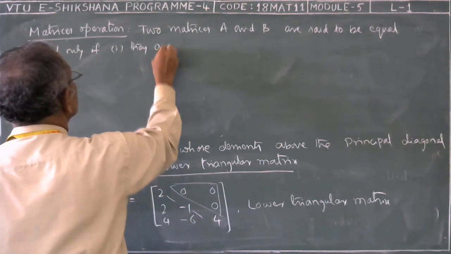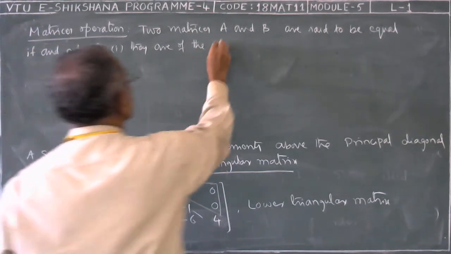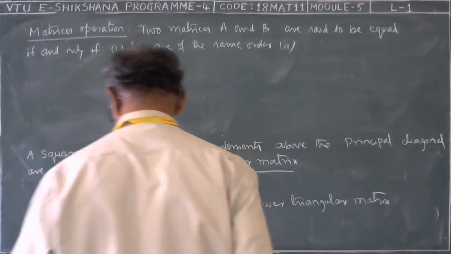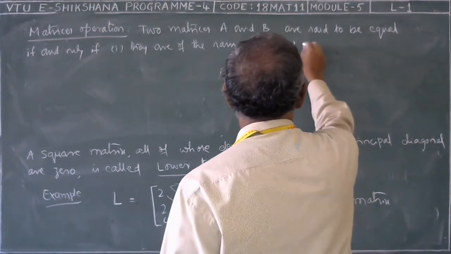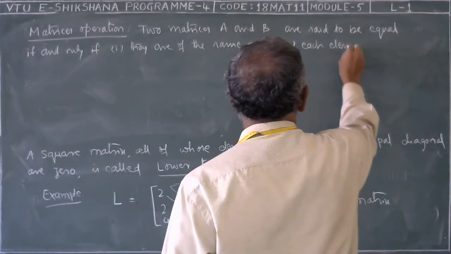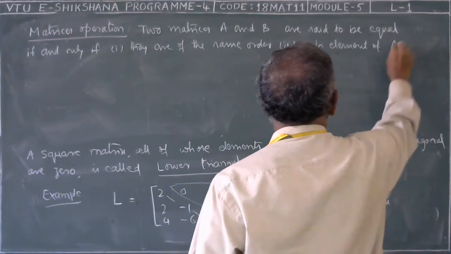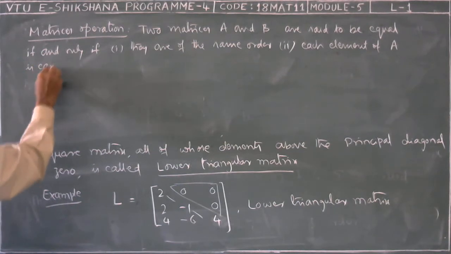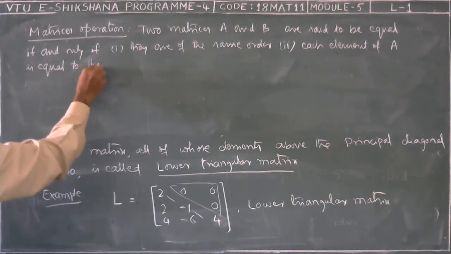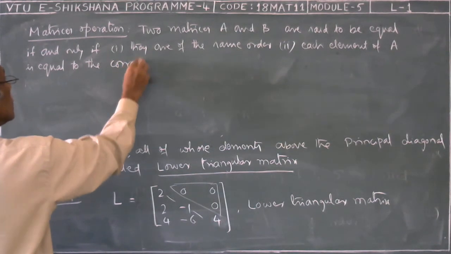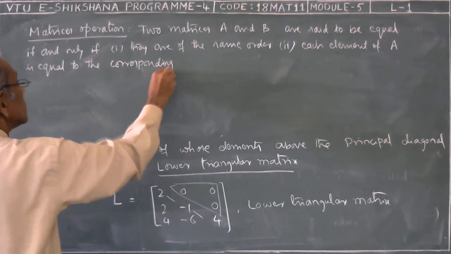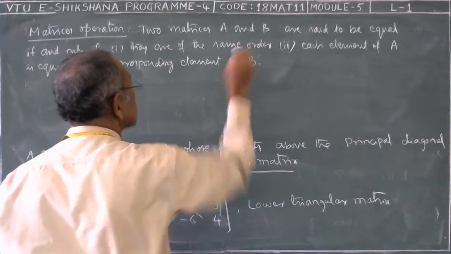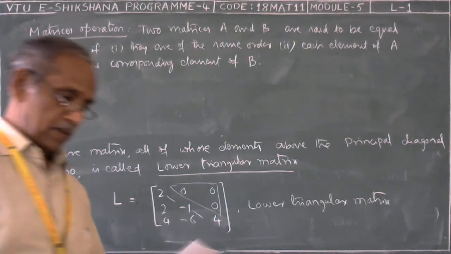If they are of the same order, and each element of A is equal to the corresponding element of B, then the matrices are said to be equal.